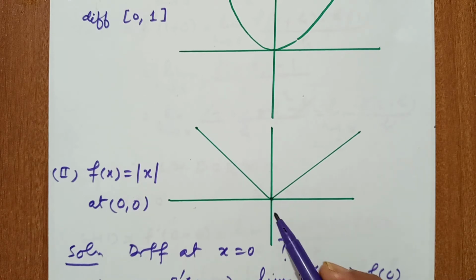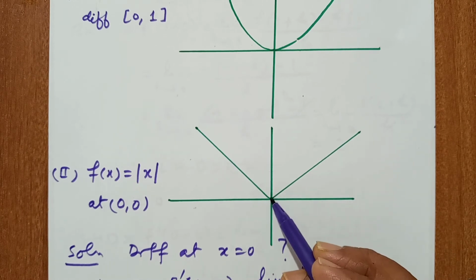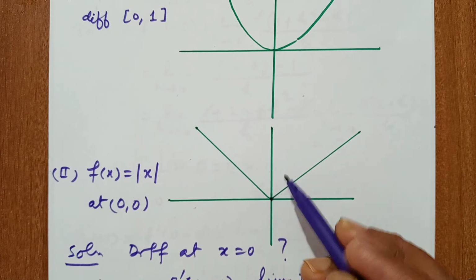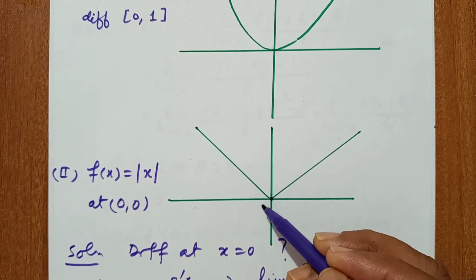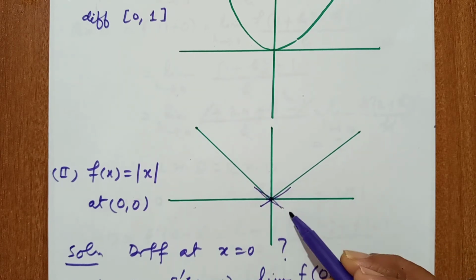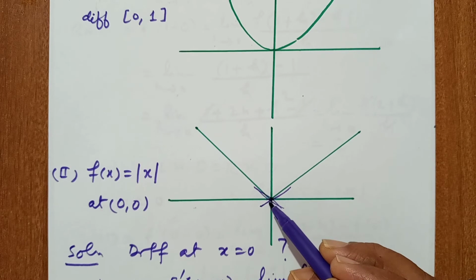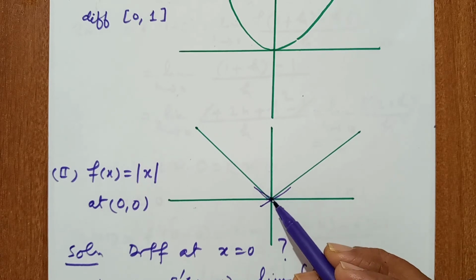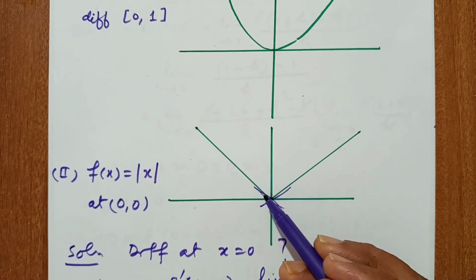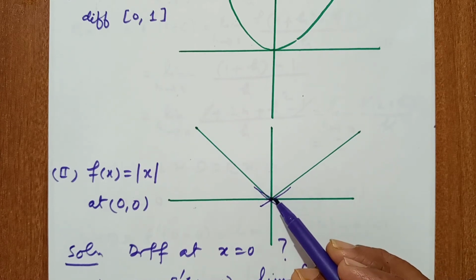Geometrically, this is a very nice definition of a differentiable function: a function is differentiable at a point if at that point both tangents are common. But at this point, if we draw tangents, one will go this way and the other this way. So both tangents are different, and this is not differentiable. It means left hand derivative and right hand derivative are not equal. Therefore, this is not differentiable.